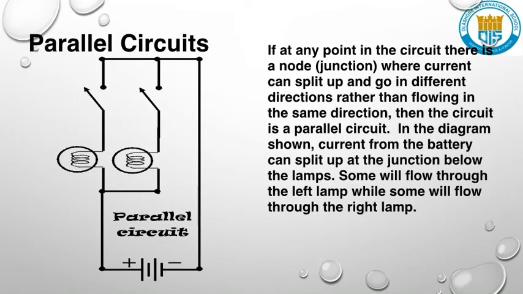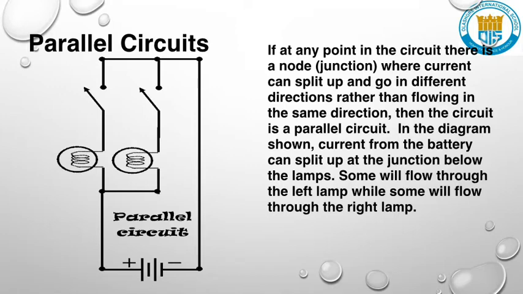For parallel circuits, on the other hand, you will find a junction or more than one junction there, so that some components in that circuit are connected shoulder to shoulder as against head to tail that we had in the series connection. So here we have a shoulder to shoulder connection such that it is possible for the current flowing to split up.